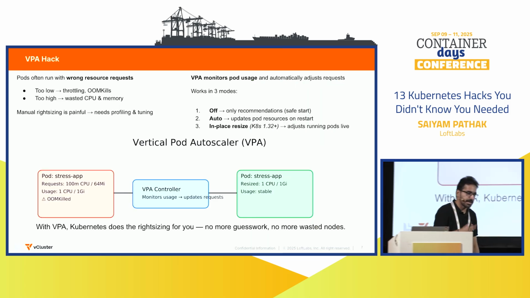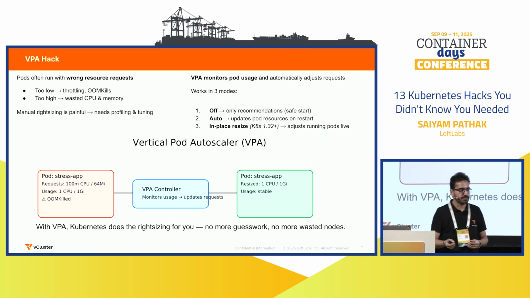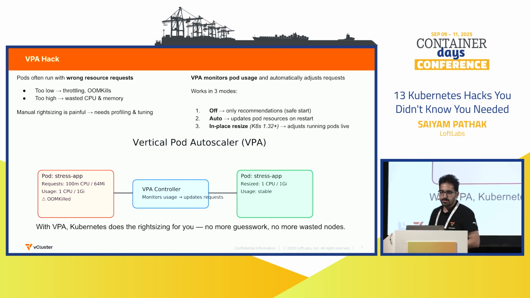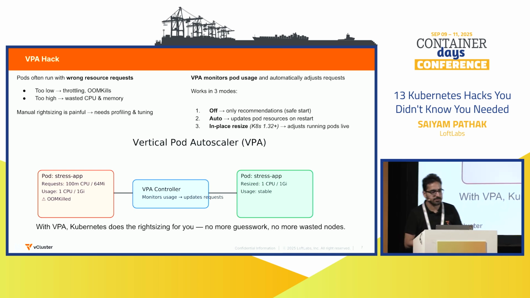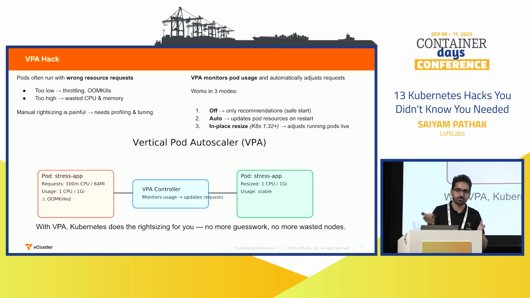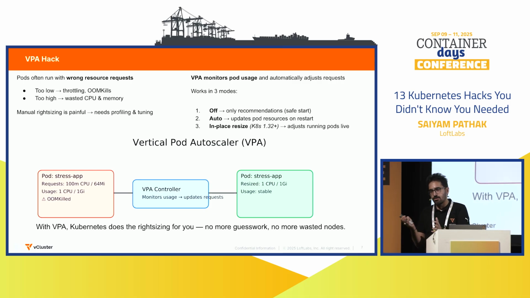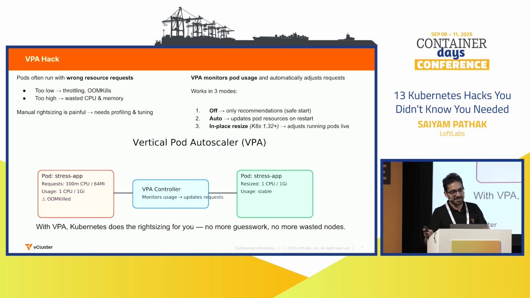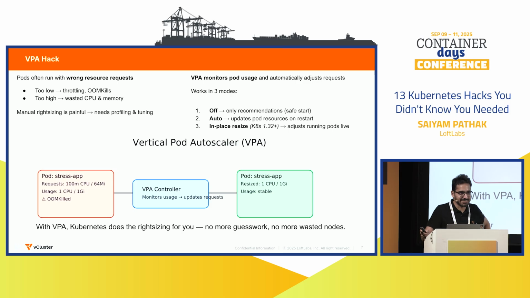Another auto-scaling mechanism in Kubernetes is VPA, vertical pod autoscaler. Pods often run with wrong resources. Obviously, defining resources, how much you need, is a pain. No one gets it right the first time, right? I mean, if you do, you are a pro, but no one usually gets it right.